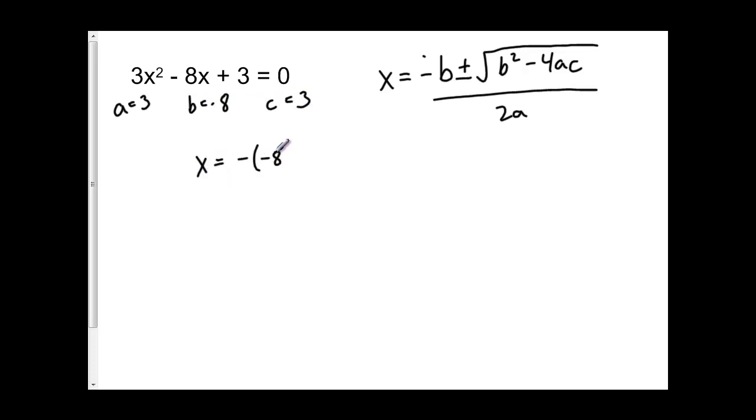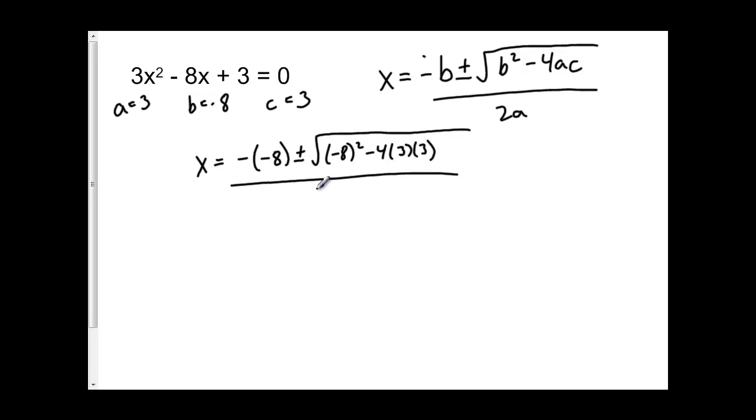We've got negative negative 8 plus or minus the square root of negative 8 squared minus 4 times 3 times 3, all over 2 times 3. Now I'm going to simplify this. Negative negative 8, double negatives, is going to give me positive 8. Negative 8 squared is going to give me positive 64. You shouldn't get a negative term in this first squared term. Anytime you square a negative, you're going to get a positive value.